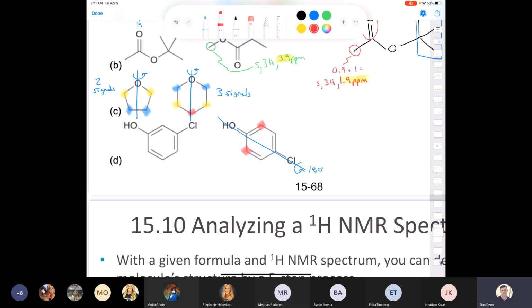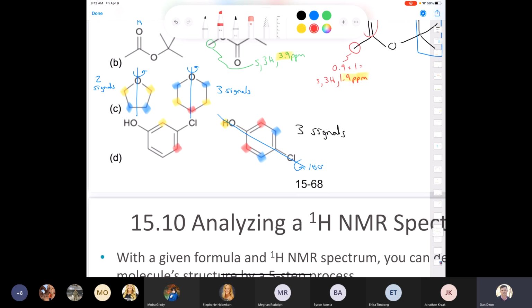And thus, these 2 protons and these 2 protons are going to be chemically equivalent based off of that rotational symmetry. I also have a third unique proton from the alcohol. So I end up with 3 signals here. And in this compound here, there's no symmetry at all. And so each proton on the aromatic ring is in a completely unique environment. And on top of that, the proton on the hydroxyl is also in a unique environment. So if I tally up all those, I have a total of 5 signals. So I would end up with 5 signals for this compound.